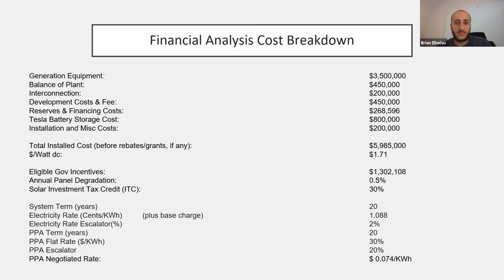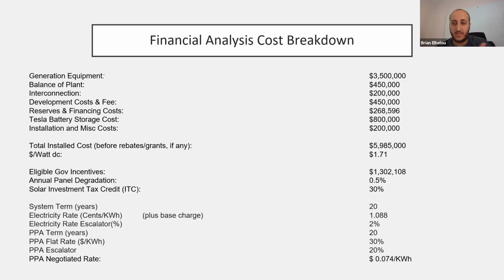So this is just a summary of what a PPA is. This is a financial analysis cost breakdown. In Indiana, one of the nice incentives is that they don't charge sales tax on commercial solar investment plans. So all the equipment that we would buy wouldn't have sales tax on it.